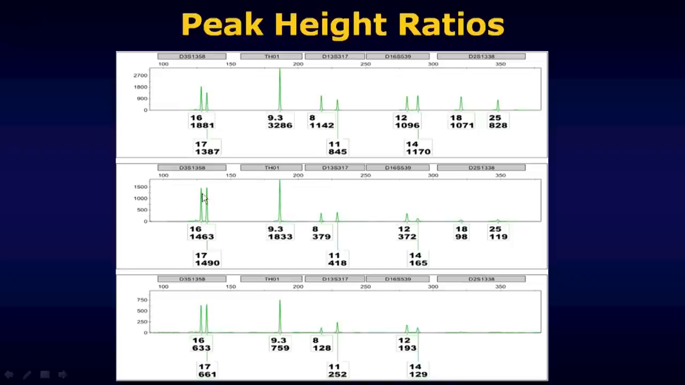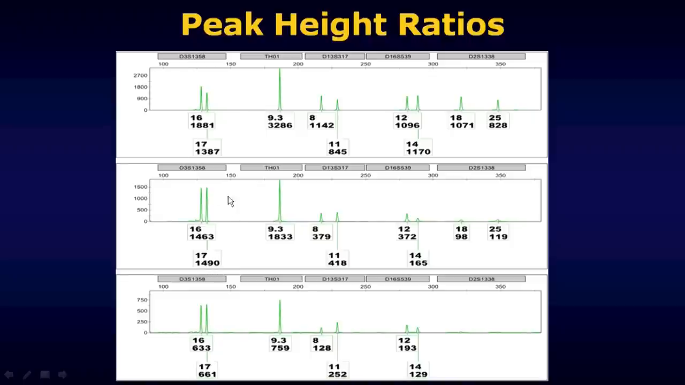Let's talk about the balance of the heights of these peaks. Let's look at this one in particular, at the D3 locus. Bear in mind what it is that's taking place during the course of this analysis, right? We can see that some computer software says that there's a 16 allele and a 17 allele present. If you're starting to get familiar with looking at these electropherograms, you'll also recognize that the number underneath the name of the allele is the height of the peak as it shows up on the electropherogram. So this 16 is 1,463 relative fluorescent units tall, or RFUs, and the 17 is 1,490 tall.